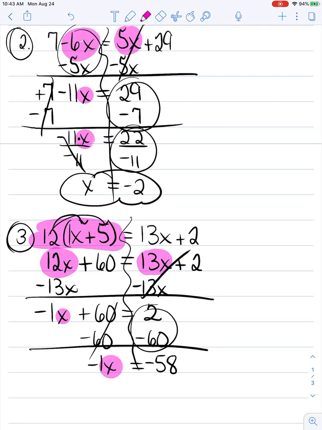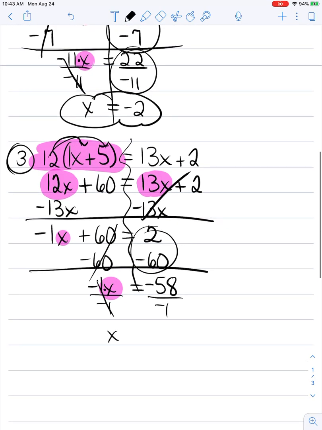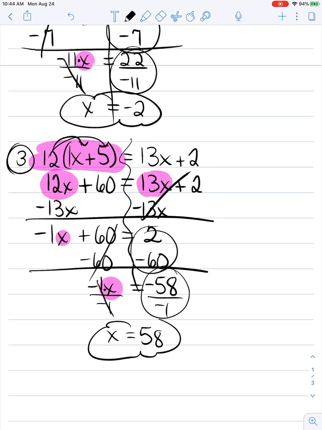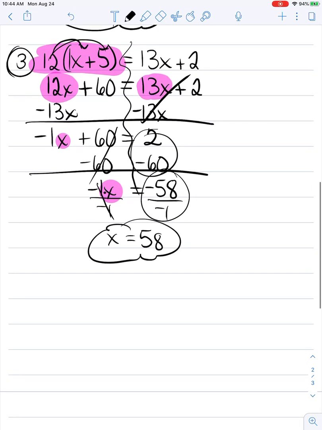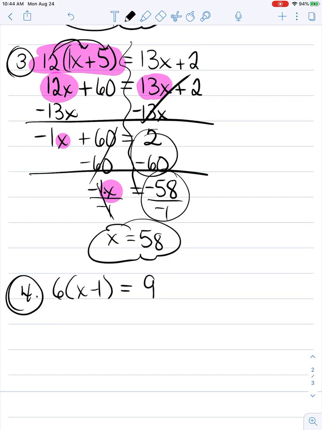There's still a number over there with that variable, so I still have more work to do. The opposite of times negative 1 is to divide both sides by negative 1. So x equals negative 58 divided by negative 1 is positive 58. So 58 makes this equation true. Let's try one more together, guys. So I've got 6 times x minus 1 equals 9 times x minus 4. Split it at the equal sign.